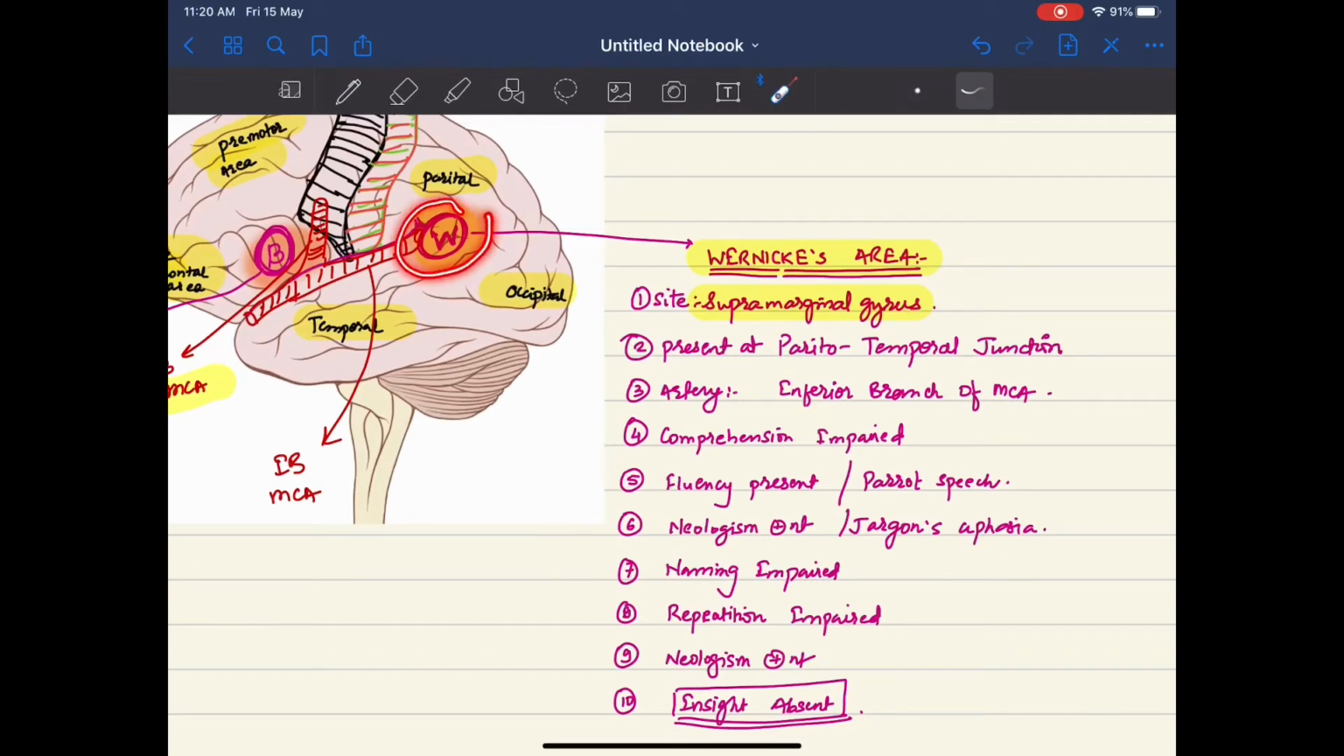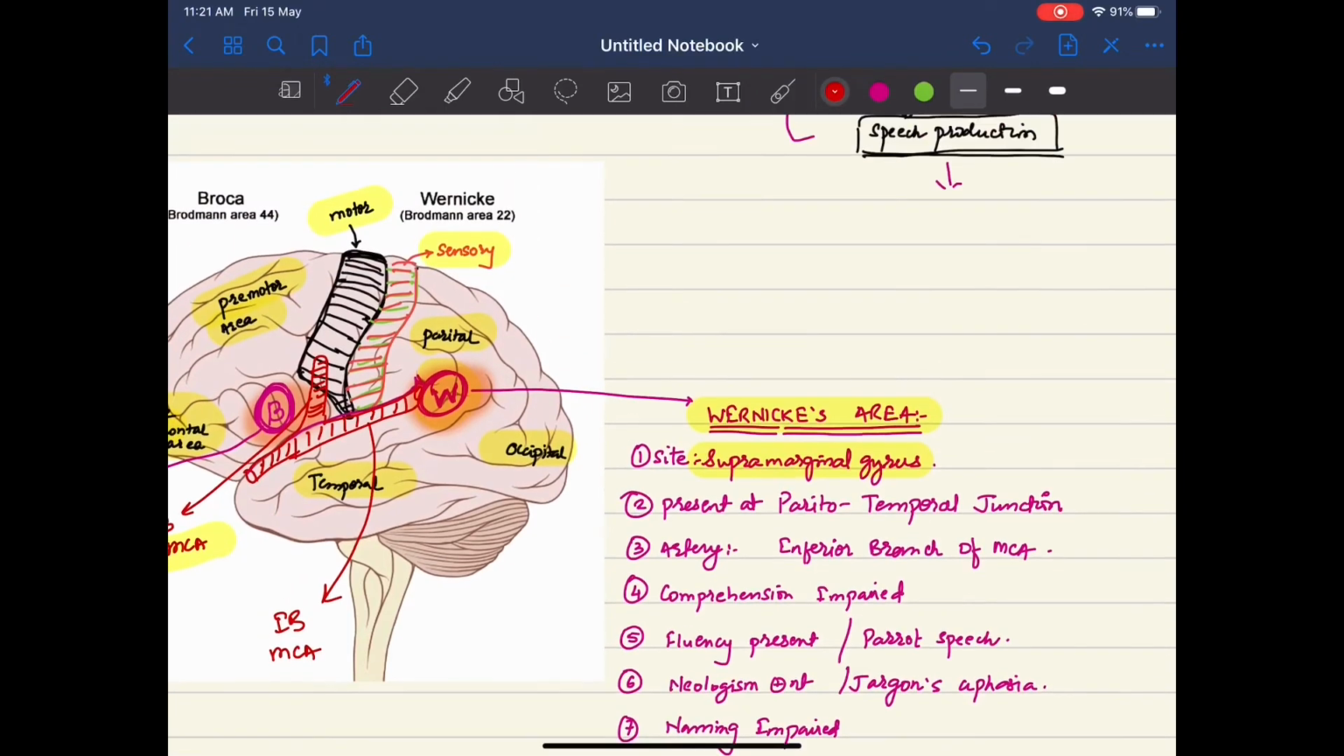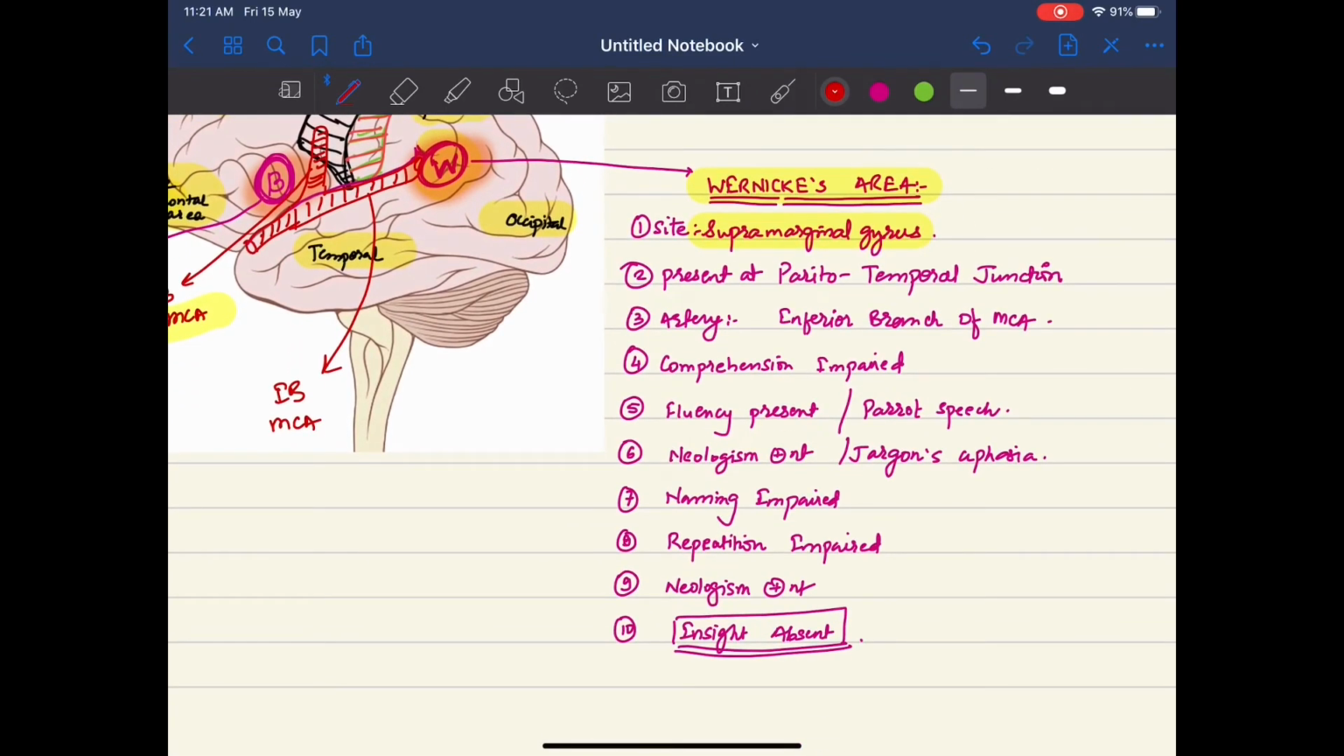Look, this is the part. This part is supramarginal gyrus. Over there it is located. Which area? Wernicke's area. According to the Brodmann classification, it is area number 22, present at the parieto-temporal junction. Which is the artery I have discussed? It is the inferior branch of middle cerebral artery.